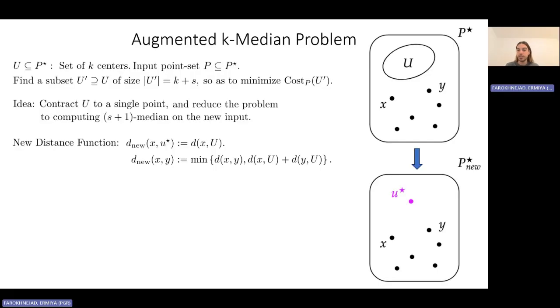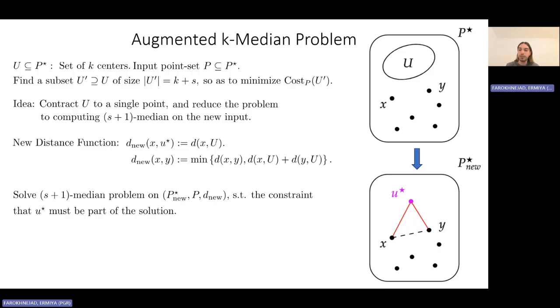The metric is as follows. The distance of any point X to U star is exactly the distance of X to the entire U in the original space. And the distance of any 2 points X and Y is the minimum of the real distance of X and Y in the original space, and the distance of X and Y if you go from X to U star and from U star to Y. It is possible to show that this new distance function actually defines a metric.